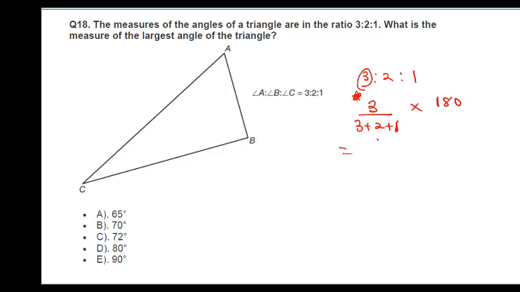So this is going to be 3 over, we have 3 plus 2, that's 5, plus 1, that's 6, times 180. So this is 2. So 2 here, it's going to be 1. 2 in 180 is going to give us 90. So the largest angle is going to be 90 degrees. So our correct answer here is going to be E, and I'm going to circle this.